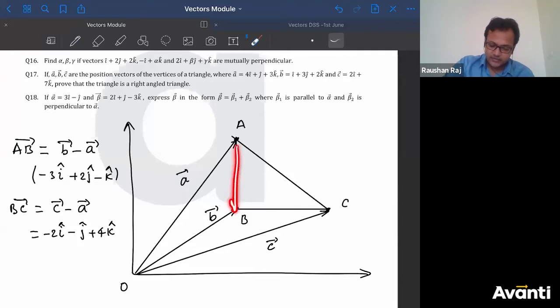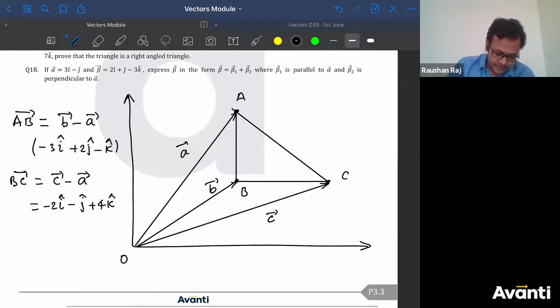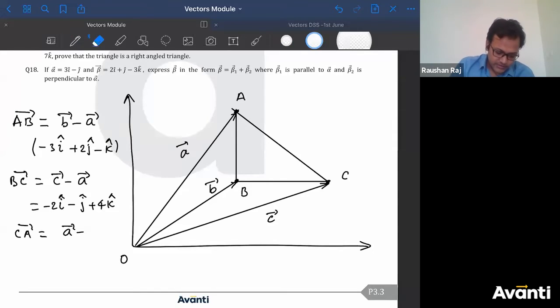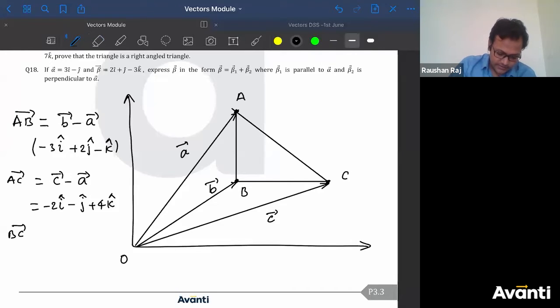So I got this vector, and then I should get the AC vector, or CA vector, जो भी लिखना है लिखो. Sorry, I'm wrong here. What I just found is AC vector, not BC. Now let me find the BC vector. ठीक है? तो BC will be C minus B vector. Got it? Yes, correct, C minus B vector.